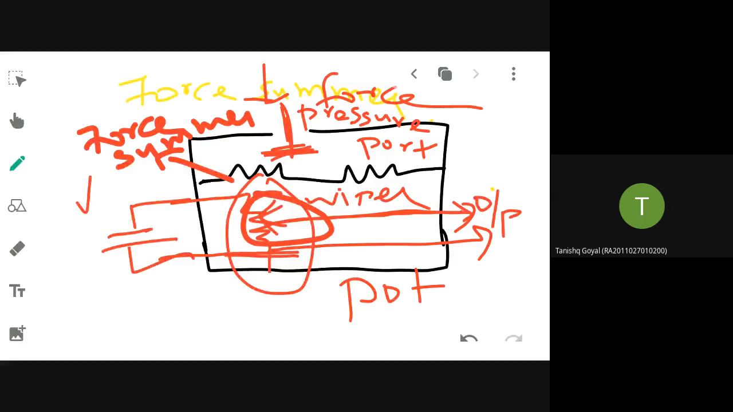According to the movement of the wiper, what will get varied? Resistance will get varied. As a result, what will be varied? Voltage. So what is being converted to what here? What type of transducer is this force summer? Active or passive, electrical or non-electrical, displacement or non-displacement, resistive or capacitive or inductive? Which one?